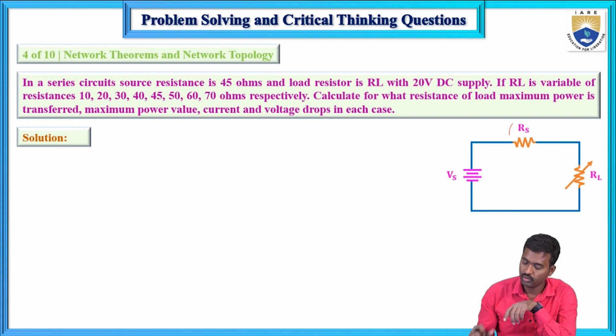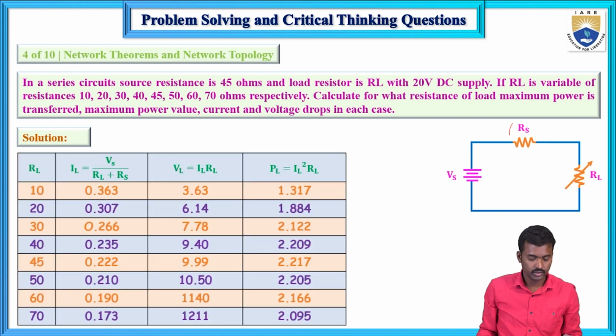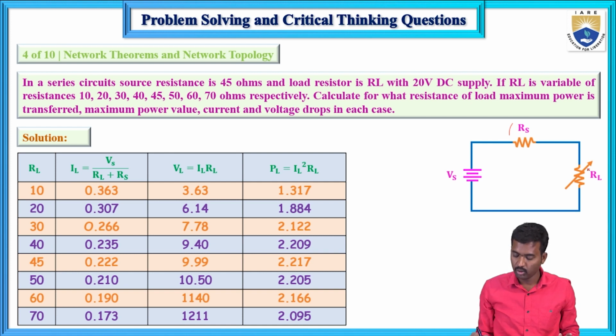Now how will you calculate? If you see this diagram and this table, RL is variable and the source resistance is fixed. The source resistance is 45 ohms and the supply voltage is 20 volts. RL is variable: 10, 20, 30, 40, 45, 50, 60 and 70.